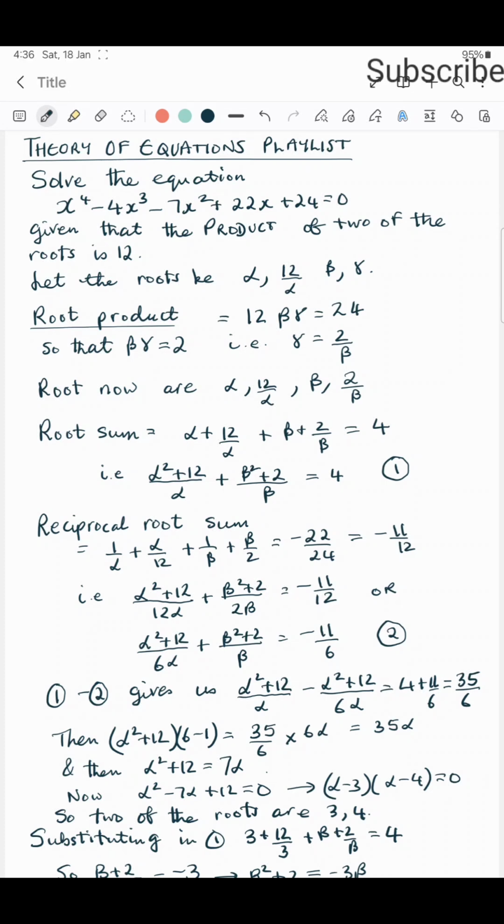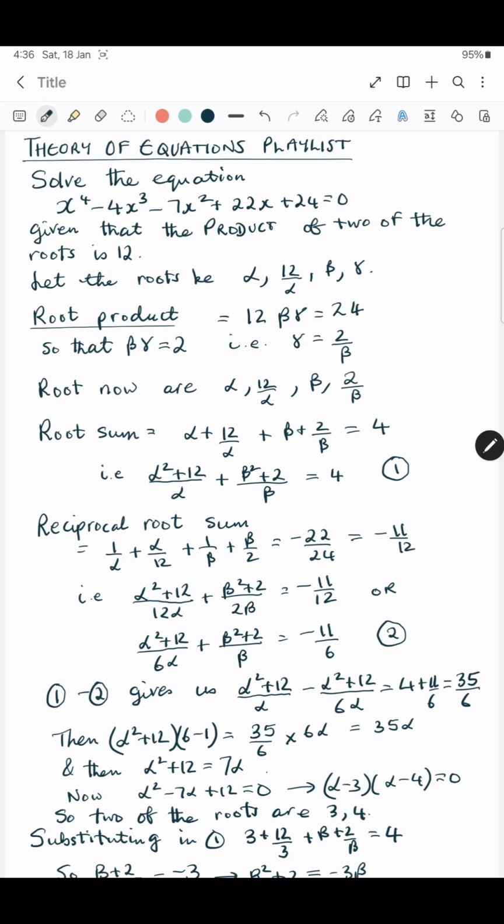Right, in this little session on the Theory of Equations playlist, we want to solve the equation x to the power 4 minus 4x cubed minus 7x squared plus 22x plus 24 equals 0. And to help us, we're given that the product of two of the roots is 12. So let the roots be alpha, 12 divided by alpha, beta, and gamma.